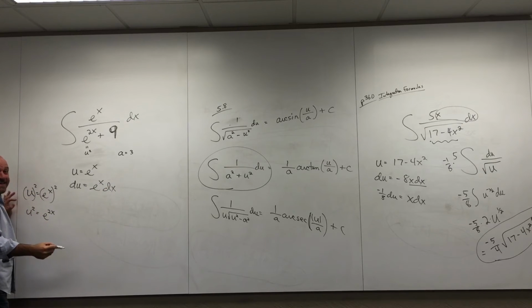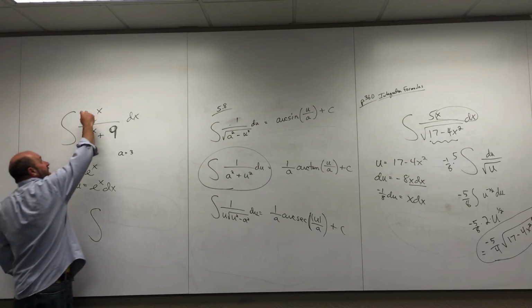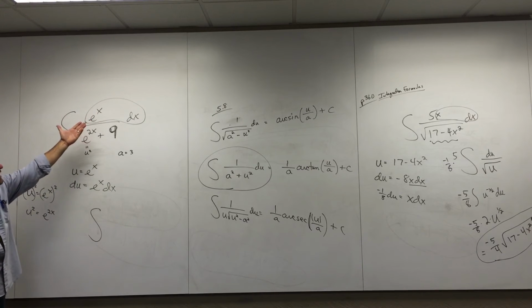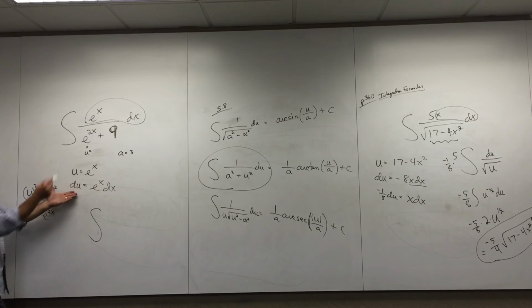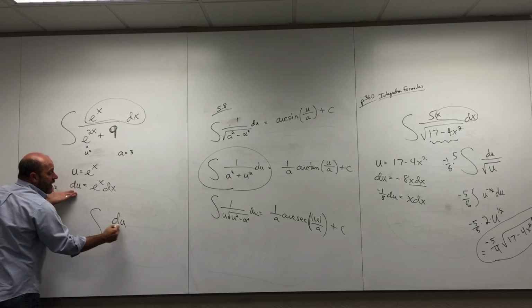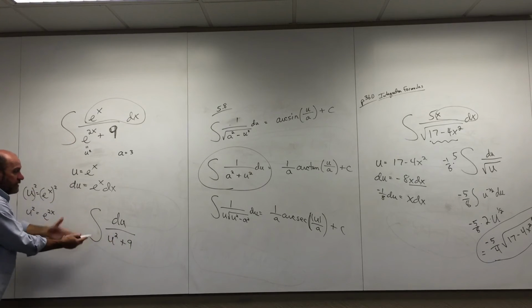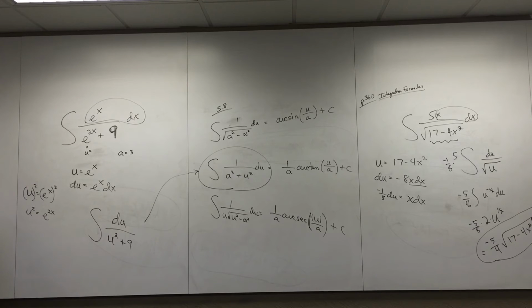Are you happy? It's up there. You're supposed to see what just happened. If I rewrite this, that extra e to the x that was bothering me just got absorbed into the du. So that's du, and this is u squared plus 9. Does that look like this? It looks exactly like this, except things are moved.